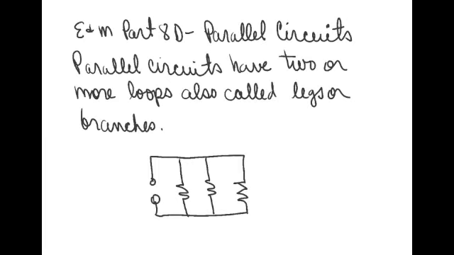Welcome to Electricity and Magnetism, Part 8D, Parallel Circuits. And if you remember back a couple sections ago, we said that parallel circuits have two or more loops. These loops are also known as legs or branches. As you can see on the screen, here's an example of a 3-resistor parallel circuit. The current can leave the battery or power supply and flow down any of the legs in the circuit itself.